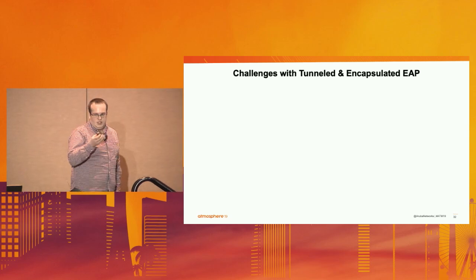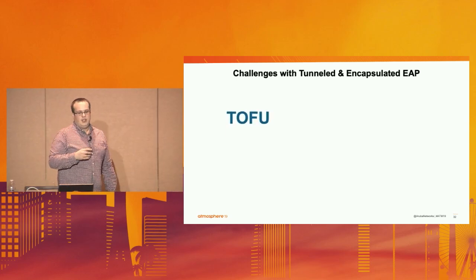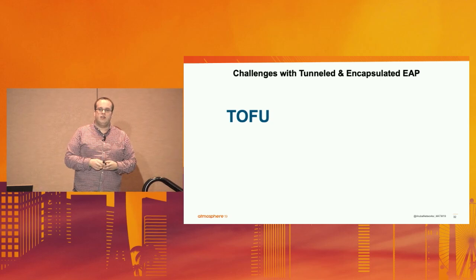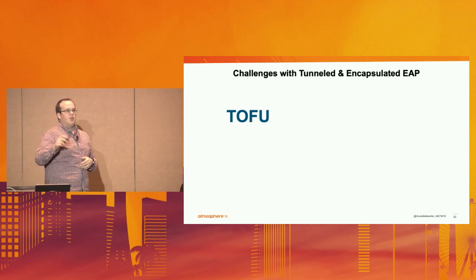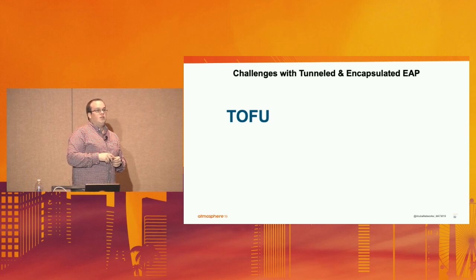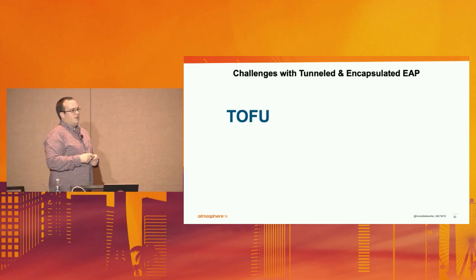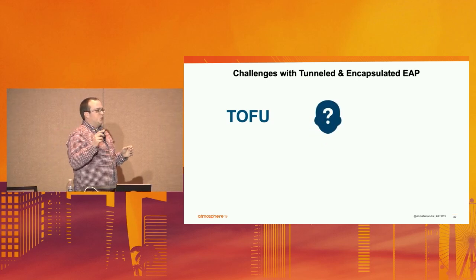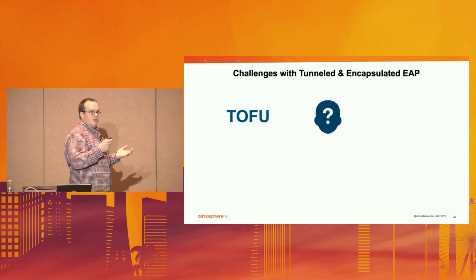So to summarize, some of the challenges with tunneled and encapsulated EAP: it follows the TOFU model, right? When I first connect and I don't have a configuration for a PEAP network, for example, I get the certificate prompt, I click connect, and I move on. So the first time I connected, it's assumed that that is the trusted server's identity I should be talking to, and that's not always the case. Nothing about TOFU in security is a good thing. It requires the user to have awareness of the server's identity, which they don't.